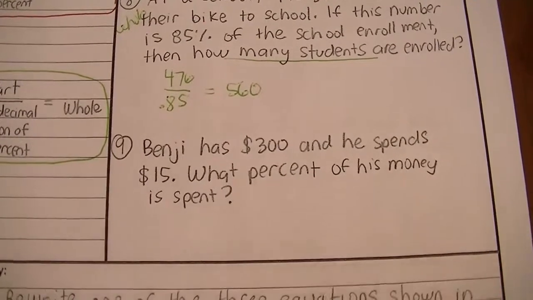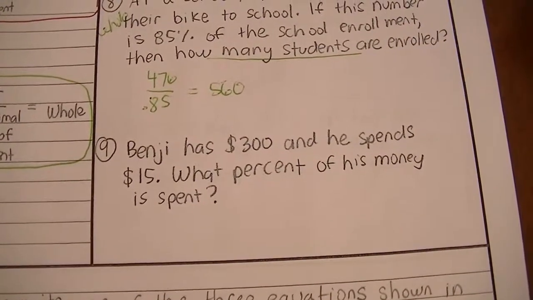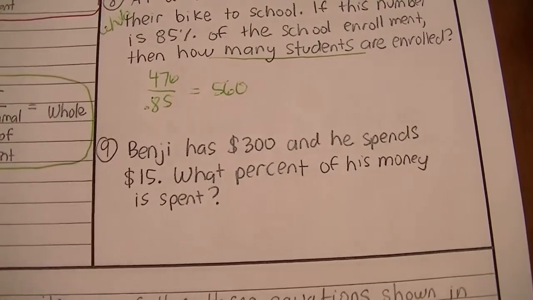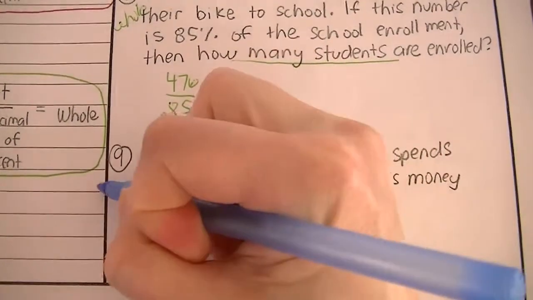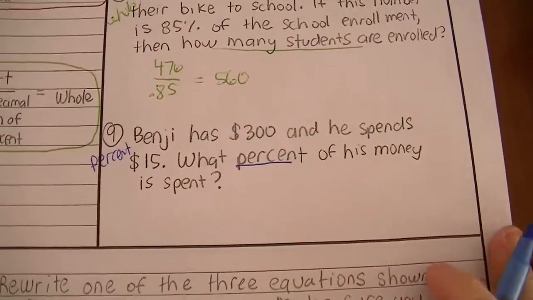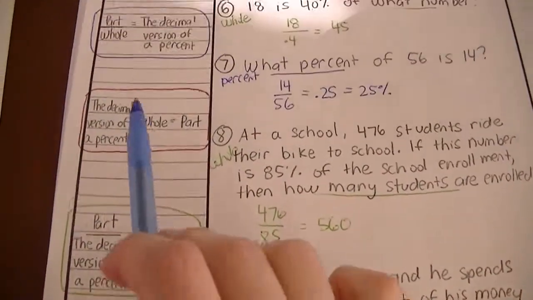Okay, number 9. Benji has $300 and he spends $15. What percent of his money is spent? So that one's percent. It's really important that you read things carefully so it helps you, okay? So this would be the fastest one.